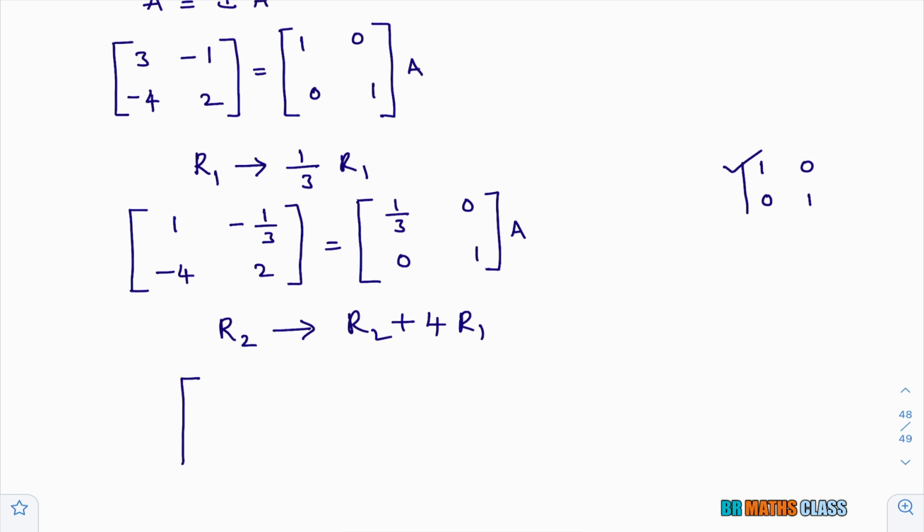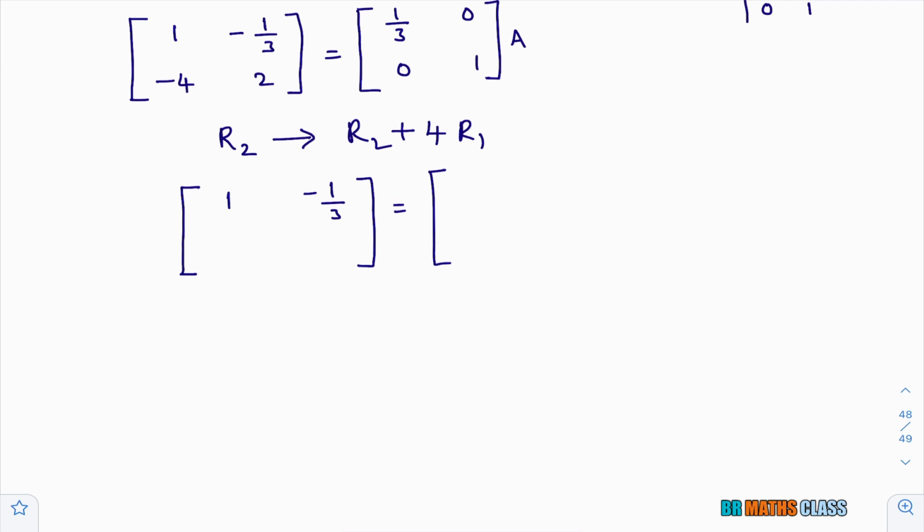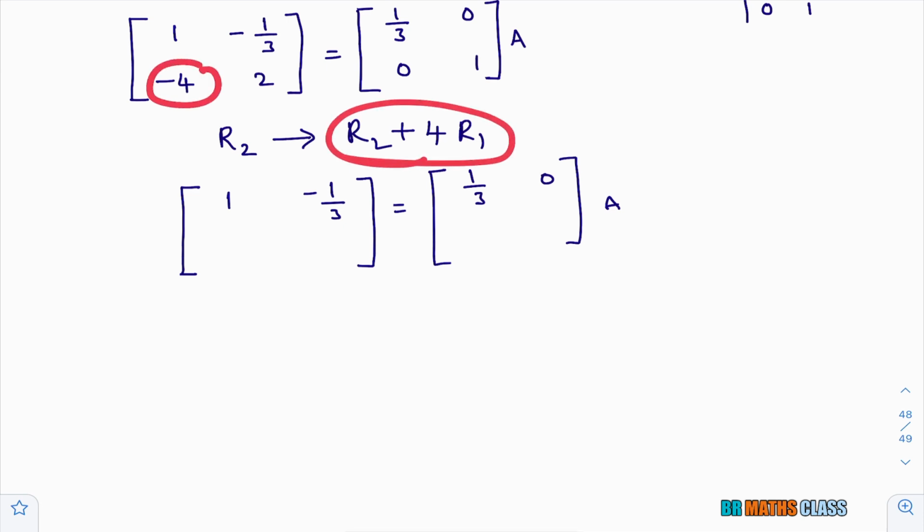Let's see what we'll get in the second row. First row: 1, minus 1 by 3. No change in the first row. Change is there only in the second row. 1 by 3, 0 A. Now R2 plus 4 times R1, that is minus 4 plus 4 into 1. Minus 4 plus 4 is what? That is 0.